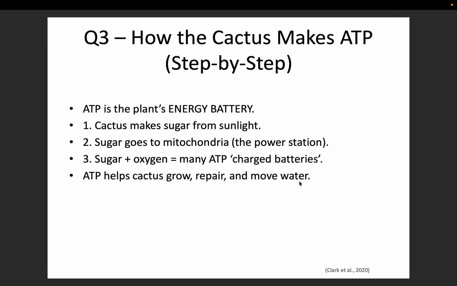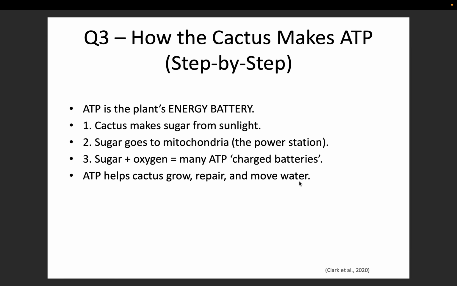The next slide is how does the cactus make ATP? This is step by step. Now I want to explain something really cool: how the cactus turns sugar into energy. This energy is called ATP. Think of ATP as the plant's energy battery. Let me walk you through it step by step. Step number one: the cactus makes sugar from sunlight. We just talked about that.